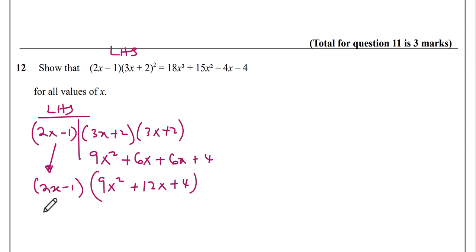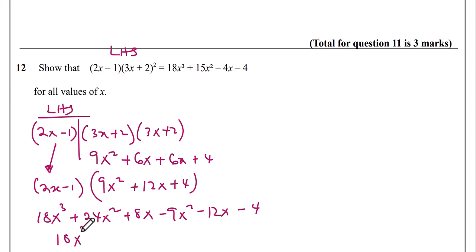2x times 9x squared is 18x cubed, 2x times 12x is 24x squared, and 2x times 4 is 8x. Then minus 1 times 9x squared is minus 9x squared, minus 1 times plus 12x is minus 12x, and minus 1 times plus 4 is minus 4. Then we collect like terms, so we have 18x cubed, and 24x squared minus 9x squared is 15x squared. And 8x minus 12x is minus 4x, and then you have minus 4.